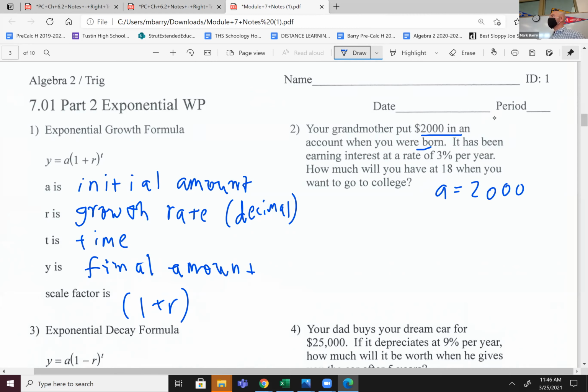So that's usually, I'm going to say always, given to you as a percentage, and then you convert it to a decimal by dividing it by 100, okay? All right, what else do we need? Time, right? So they said time, 18 years when you go to college, right? And then Y is what we want to know.